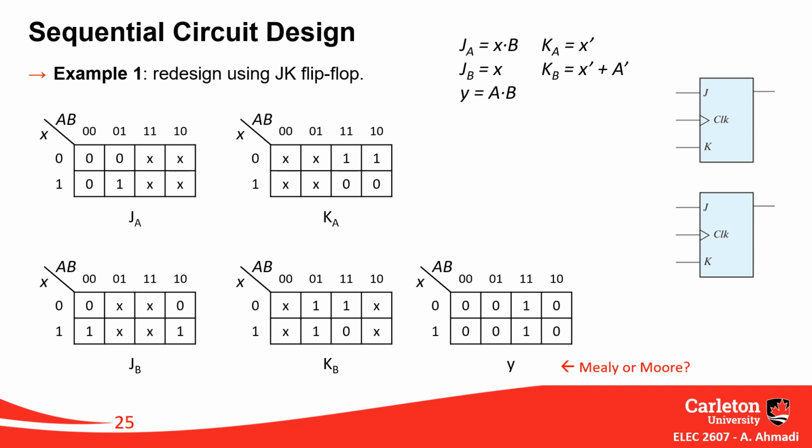When you have all this done, designs for J and K for A and B will be done, and that will give you the circuit to be applied to the J and K flip-flop. This is for A, this is for B. And also you can design your Y using a circuit.